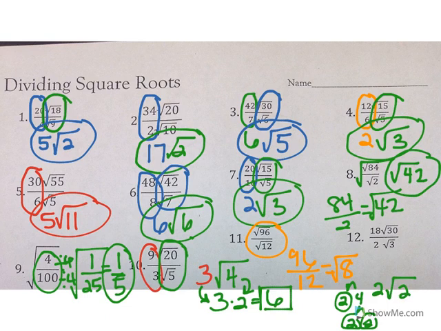So our simplified answer would be, we pulled out the pair of 2's, and then we are left with a 2, so it's 2 square roots of 2. Okay, for number 12, you can take 18 and divide it by 2, and you get a 9. And then you can also do the radical of the square root of 30 divided by the square root of 3, which is going to give me the square root of 10. And that's simplified because you can't break down 10 anymore.